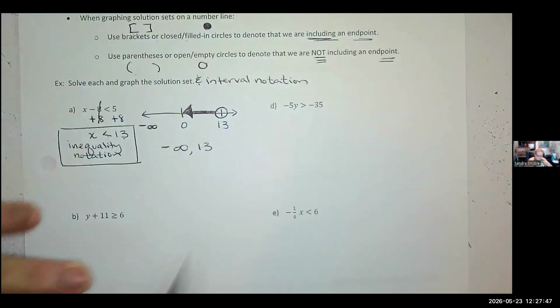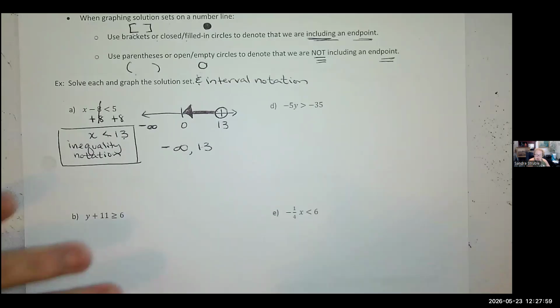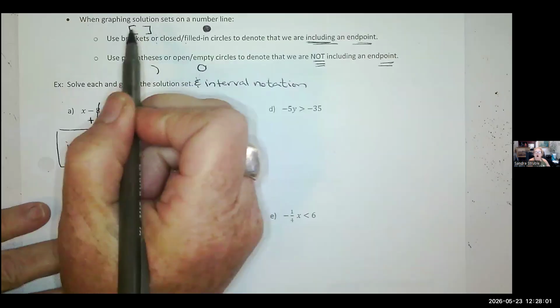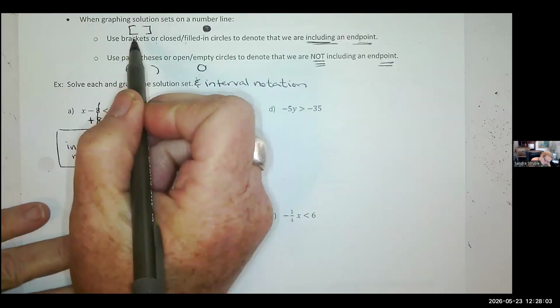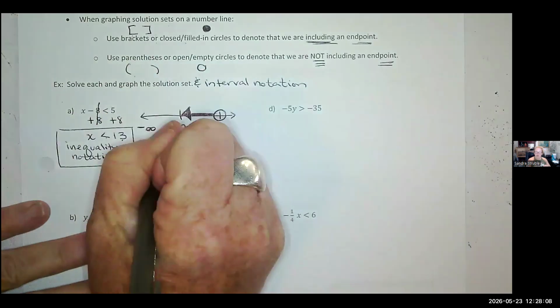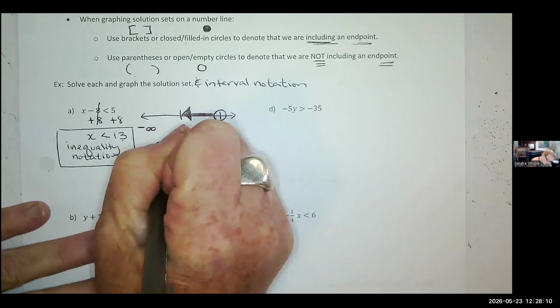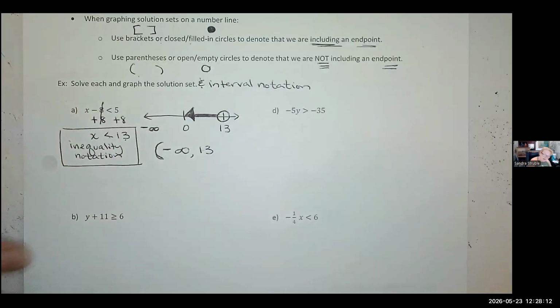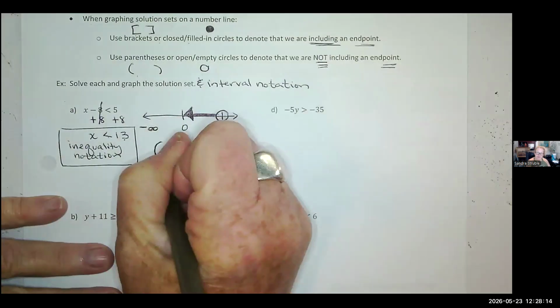Here's what you need to understand. Because we do not know what negative infinity is, we don't know that number, we can't include it. It cannot be a bracket, ever, ever, ever. Negative infinity will always be a parenthesis. That's not something you have to ever think about. You just need to know that if there is a negative or a positive infinity, it must be a parenthesis.